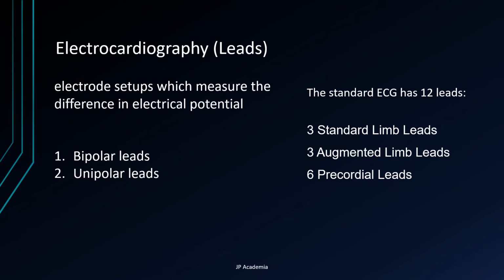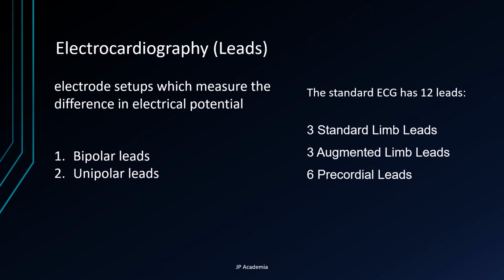Leads are electrode setups which measure the difference in electrical potential between either, first, two different points on the body, and this is called the bipolar leads. Second, one point on the body and a virtual reference point with zero electrical potential located in the center of the heart. So that's unipolar leads. Each lead gives a slightly different representation of the electrical activity of the heart. For standard ECG, we have 12 leads.